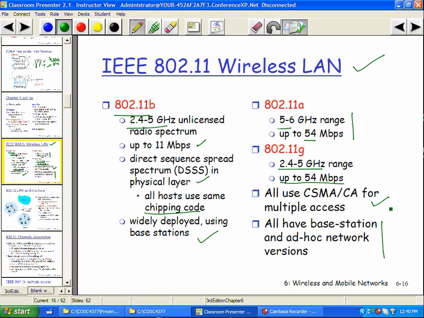So CSMA is carrier sense multiple access. CA is collision avoidance versus collision detection. That was the wired Ethernet technology, which was collision detection. Okay.